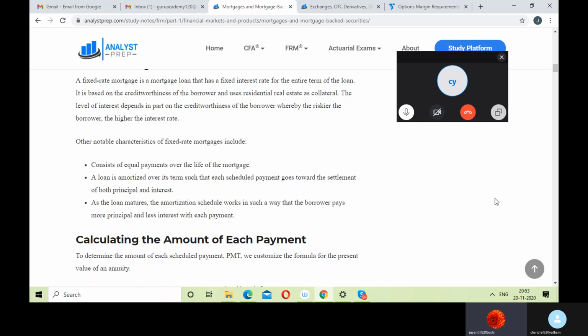Other notable characteristics of fixed rate mortgages include equal payments over the life of the mortgage. That means you have to pay a fixed EMI till the maturity of the loan.